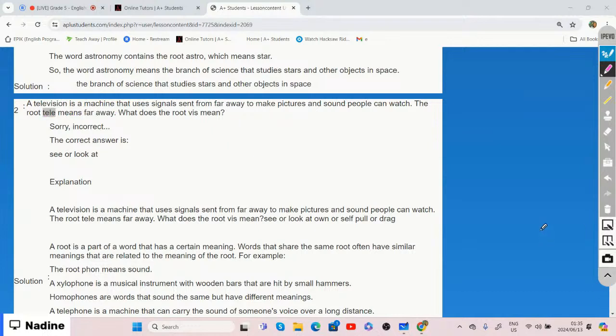So do you guys now have an idea of Greek roots or Latin roots? It is where we have a certain abbreviated or shortened word, which is basically the root word that means something. And whatever words are latched onto those root words will basically be related to the meaning of those roots, right?